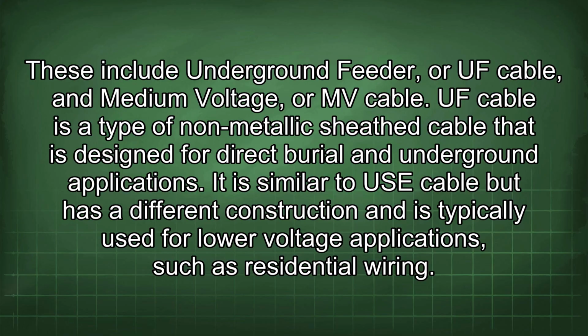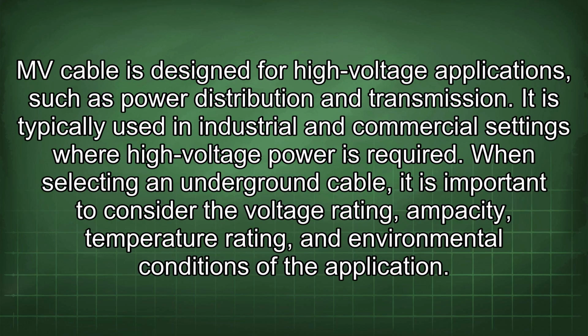UF cable is a type of non-metallic sheathed cable that is designed for direct burial and underground applications. It is similar to US cable but has a different construction and is typically used for low-voltage applications such as residential wiring. MV cable is designed for high-voltage applications such as power distribution and transmission. It is typically used in industrial and commercial settings where high-voltage power is required.